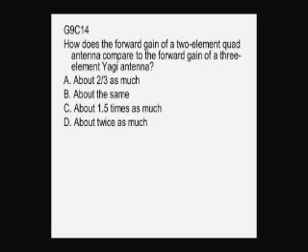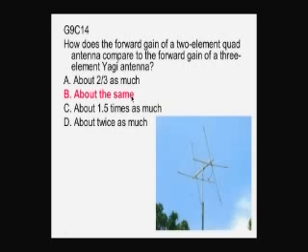How does the forward gain of a 2-element quad antenna compare to the forward gain of a 3-element Yagi antenna? They're about the same. So the 2 elements of quad compare to about 3 elements of Yagi. Now, with this in mind, why do people put up Yagis rather than quads? Well, they're a more elegant looking antenna for one thing, and they give good performance. Quads have more wind resistance typically than the Yagis do also.